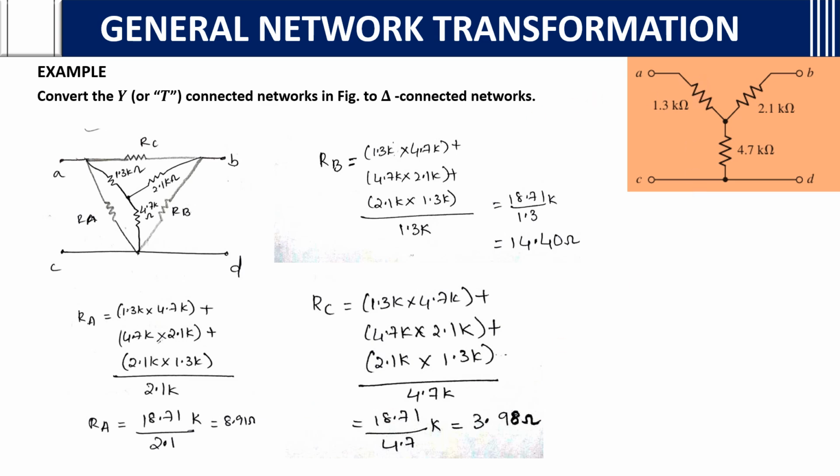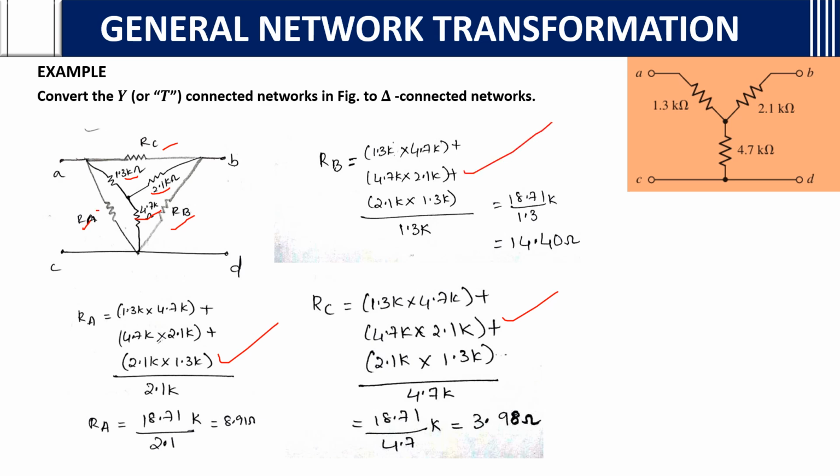How to convert? We will see using the simplest way that I told. We can easily solve. See, you already have 1.3K, 2.1K and 4.7K. We want RA, RB, RC. To get RA, what we need to do? As I said, to convert star to delta, first we need to take the product of each adjacent resistance and add them. 1.3K into 2.1K plus 4.7K into 1.3K plus 2.1K into 4.7K. In all the equations, this numerator is common. You will write it.